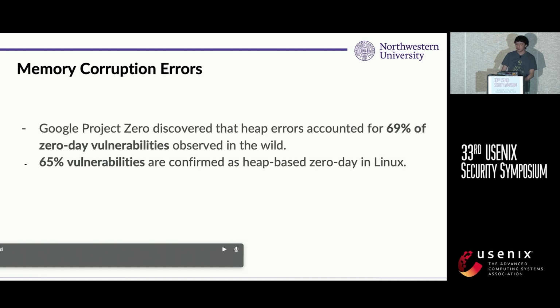In the domain of software development, a notable majority of programs are developed in unsafe languages such as C and C++, which grant detailed control of low-level operations and memory management, but also invariably expose programs to a range of vulnerabilities. Google Project Zero discovered that heap-based errors accounted for 69% of zero-day vulnerabilities observed in the wild, and 65% of vulnerabilities are confirmed as heap-based errors.